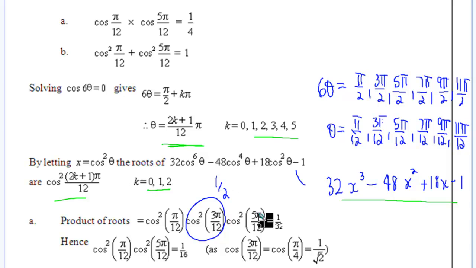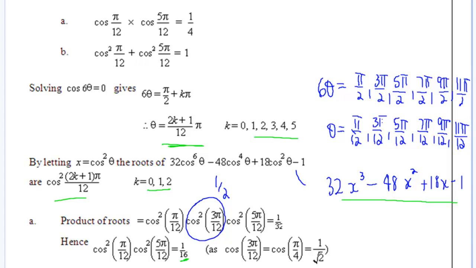That means multiplying by 2 on both sides gives us the 1 on 16. So that gets rid of the half. And so cos squared of pi on 12 times cos squared of 5 pi on 12, take the square root of both sides, gives us a quarter. So there's that first expression, from the product of the roots.